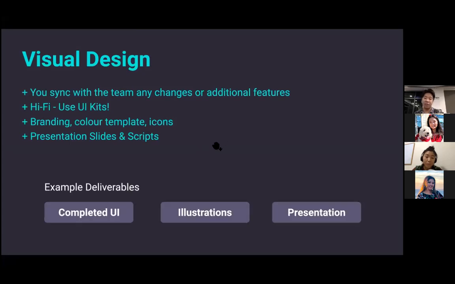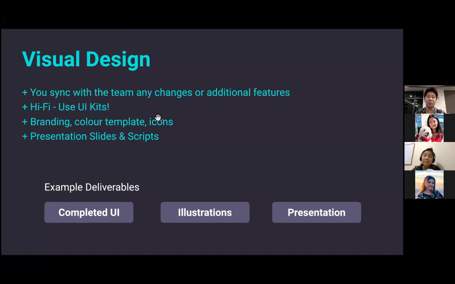Yeah, so completed UI, illustrations to make things all spicy and relatable, and a presentation at the end to pitch your product. Because why did you work 24 hours if not to make it presentable and look nice? So this is the part where you give that extra elbow grease. It's usually done near the end of the hackathon, but it's also one of the most enjoyable parts if you like visual design.